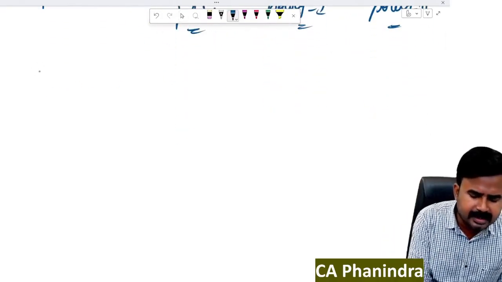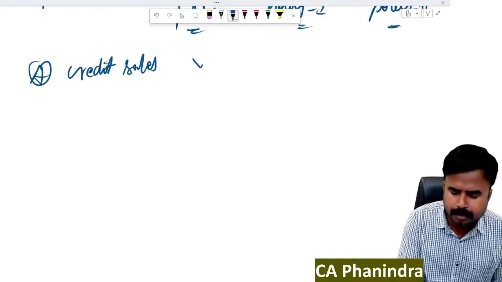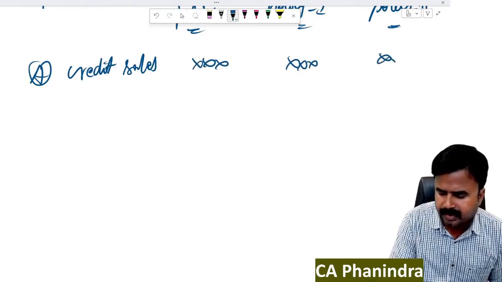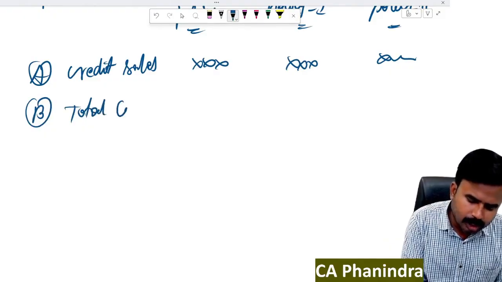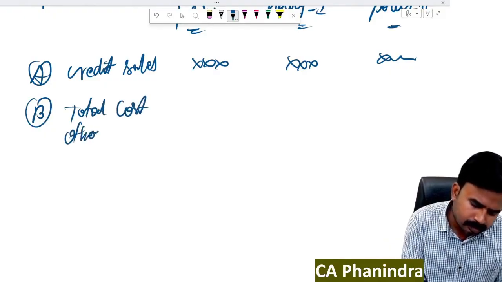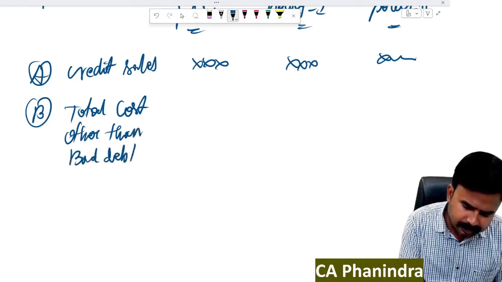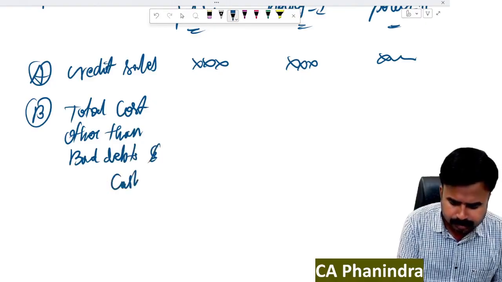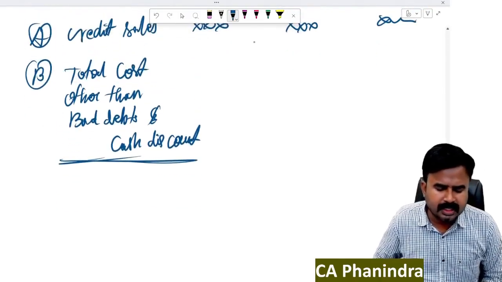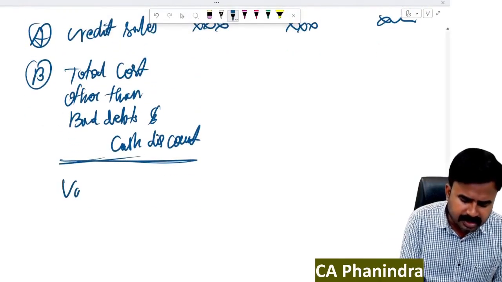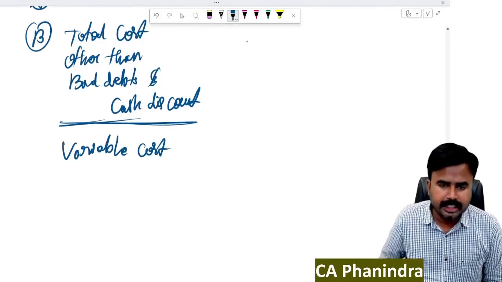A, credit sales. Write the credit sales for the respective policy options. Now B, total cost other than bad debts and cash discount. Here is your total cost other than bad debts and cash discount. First, I must write variable cost, and then I should write fixed cost.